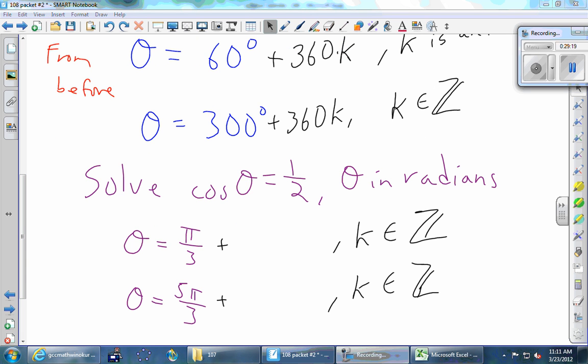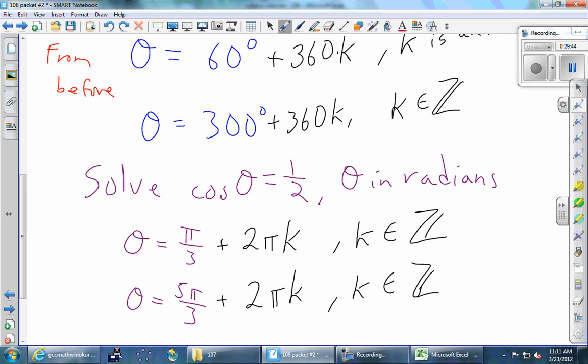Okay, can we come back together? Again, we start with our fundamental solutions. We knew them from before. We got pi over 3 and we got 5 pi over 3. And then instead of adding 360s, what are we adding in radian mode? We're adding 2 pi's. So you add a bunch of 2 pi's. How many of them? Some arbitrary number of them. That way we get all of them. Notice that k is allowed to be negative. Negative k's are finding us the solutions to the left. We want to include all of them.